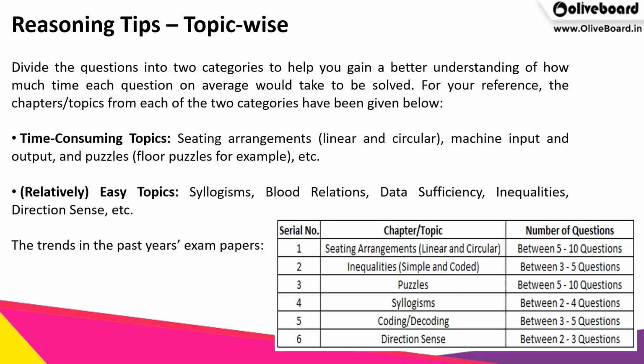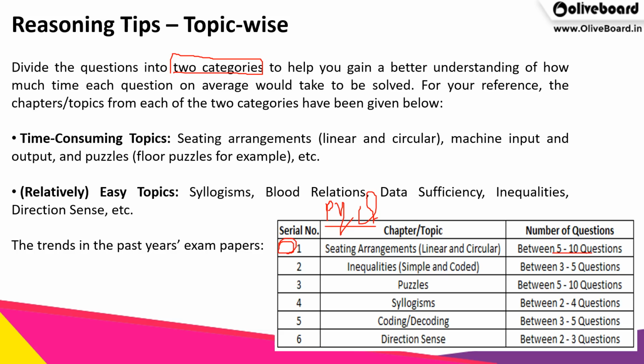Now, coming to the topic wise reasoning tips, we can divide all the questions into 2 categories to help you gain a better understanding of how much time you should spend on a particular question or a particular type of question. So when we've analyzed the previous year questions, this is what we've got. From sitting arrangements, both linear and circular, we have around 5 to 10 questions. Now this is a difficult type of question.